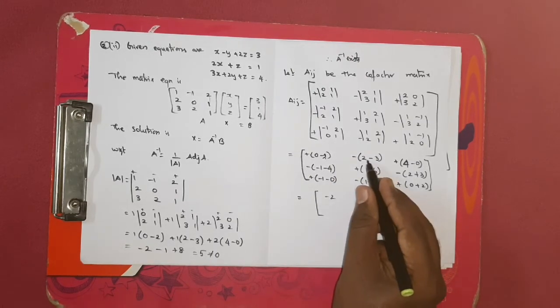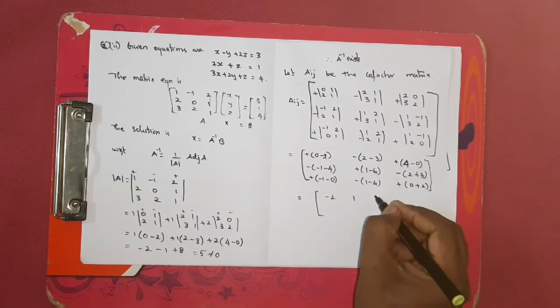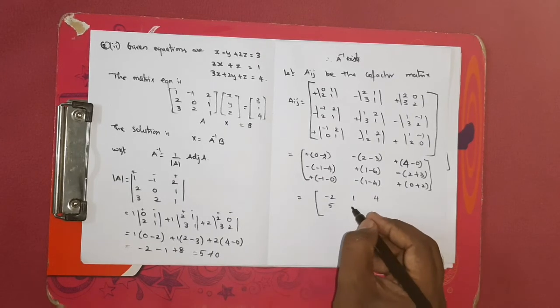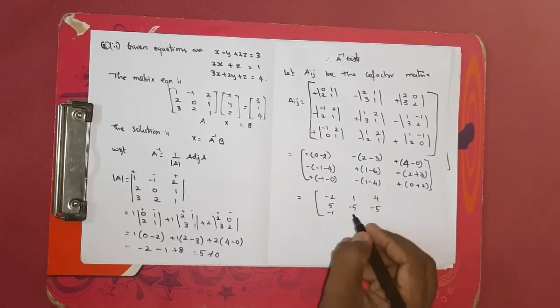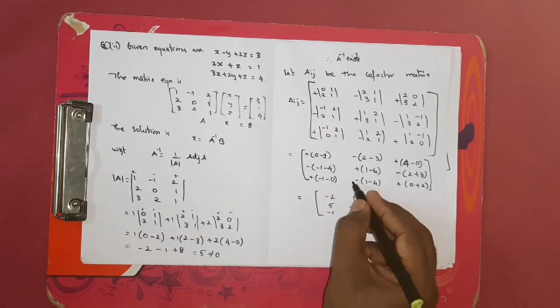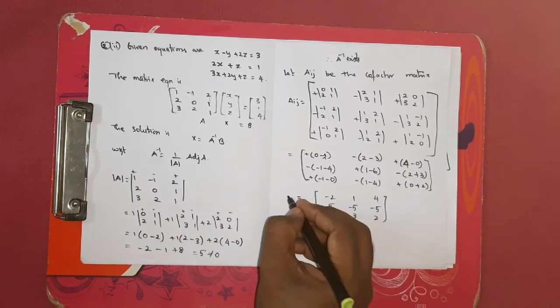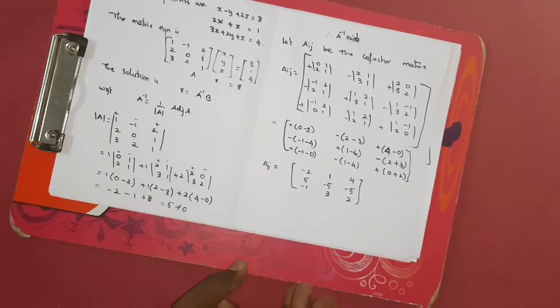So here minus 1, outside we have minus, so plus 1. 4 minus 0, 4, so plus 4 only. And here minus 5, so we have minus sign, so plus 5. So here we have minus 5, and here also minus 5, and here minus 1, and here minus 3, but outside we have minus, so plus 3, and here 2. So this is Aij, but this is not the adjoint, actually it is just Aij.